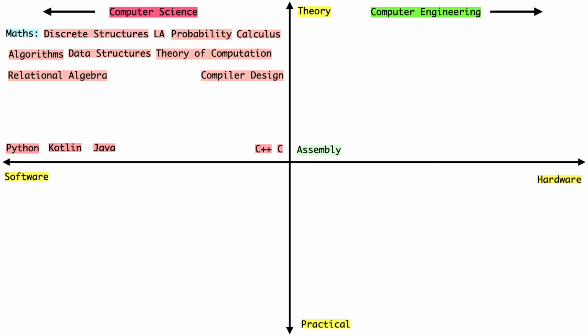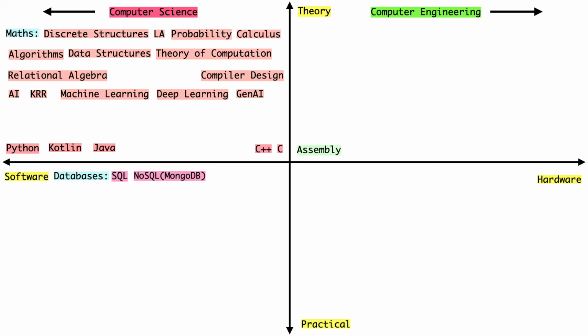So then we have the core theoretical courses in computer science like algorithms, data structures, theory of computation, relational algebra, databases. All those things come under the theoretical and software related courses. We have AI related courses like machine learning, deep learning, generative AI, and the traditional knowledge representation and reasoning, AI search algorithms. All those come under computer science, and they are more theoretical and software oriented.